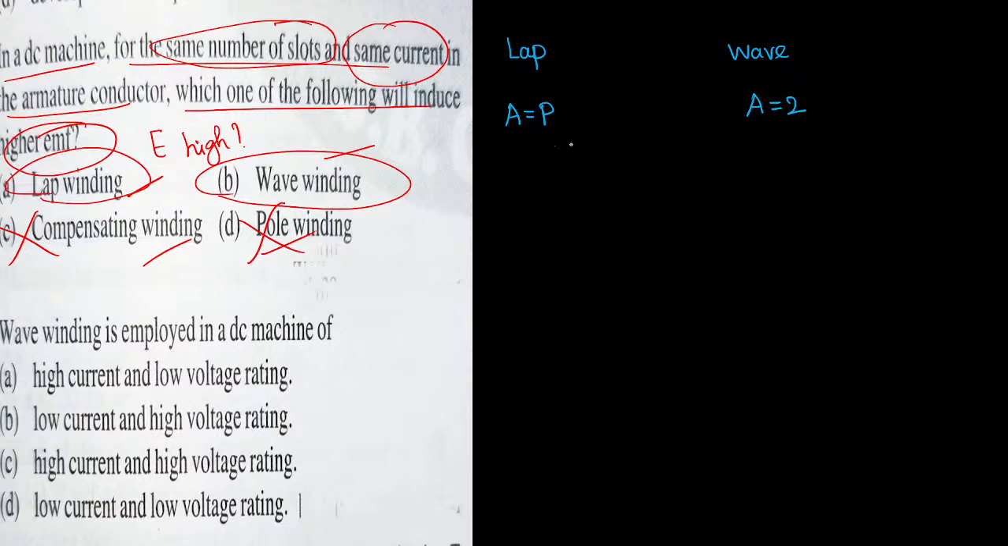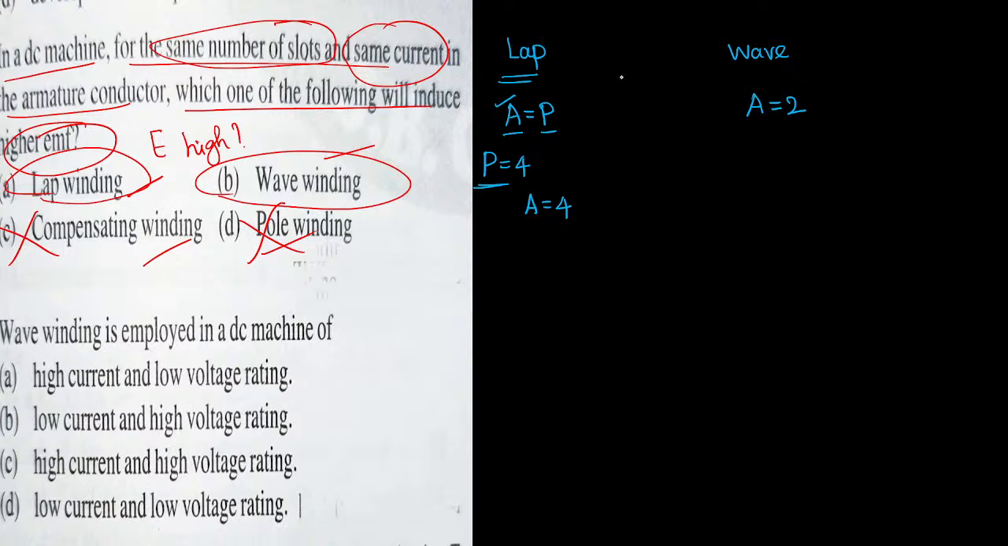So now the conclusion is, when the number of parallel paths is equal to the number of poles, we cannot give assurance whether the voltage is more or not. But let us take an example, a 4-pole machine. Then the number of parallel paths will become 4. So in lap winding, the number of parallel paths is always decided by the number of poles. If poles become 8, then the parallel paths also become 8. So what is the conclusion, sir?